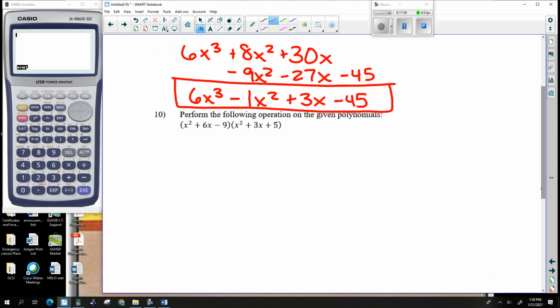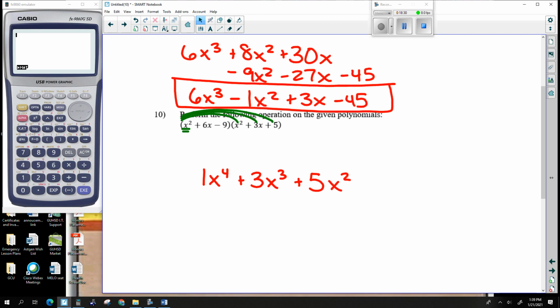Okay, this one's going to be kind of large, but whatever. Okay, so I begin with 1x squared, and I multiply everything of that next parentheses. So 1x squared: 1 times 1 is 1, x squared times x squared is x to the fourth. 1 times 3 is 3, x squared with x is x to the third. 1 times 5 is 5, x squared with nothing is x squared. So I got done with the first item of that first polynomial, the x squared. Then I shift to the next item, which is 6x, and I repeat the process.